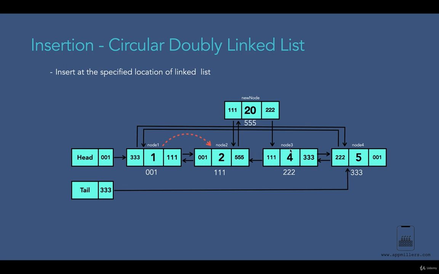Now similarly, we have to create a backward link from node 3 to new node. So we are going to update node 3's previous reference to 555, which is the physical location of new node, and with this we are creating a backward link between node 3 and new node, and the backward link between node 3 and node 2 gets destroyed. Now with these steps, we have successfully inserted a node at a specified location in CircularDoublyLinkedList.